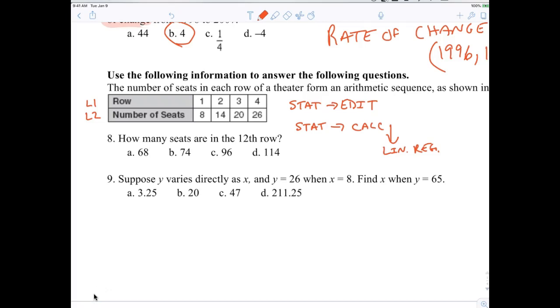So you got to go back to stat edit and make sure that you type in 1, 2, 3, 4, and then you type in 8, 14, 20, 26. Yes, enter each time. What is it? I know, so what's the equation? Y equals 8x. Is it? So is it 8x plus? I don't think it's 8x.